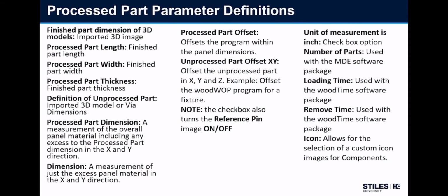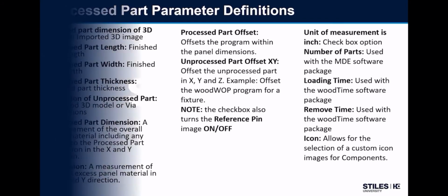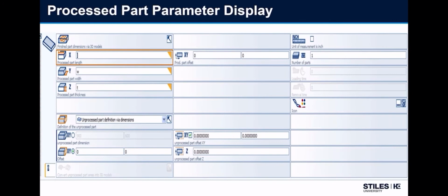Zooming in closer, we see the workpiece parameters are divided into three columns. The definitions of these parameters are also divided into three corresponding columns on the next slide. Here we can see the definitions of each workpiece parameter. You can also download a copy of these definitions by clicking on the Resources button.